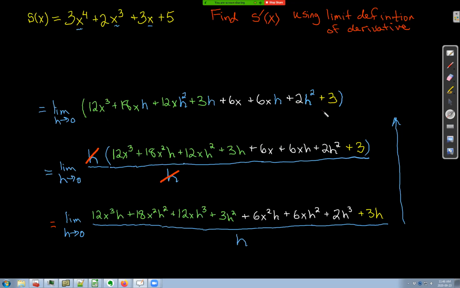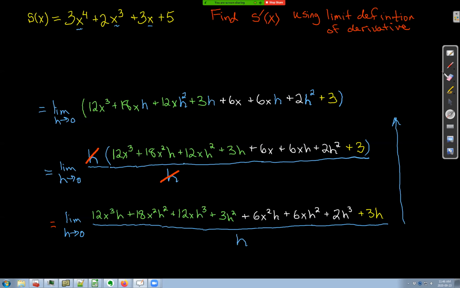And now what do we do with this? Well, at this point, it's safe to plug in h equal to 0. Because notice back here, it wouldn't have been safe to set h equal to 0, since you'd get a 0 in the numerator and a 0 in the denominator. And whenever you get 0 over 0, that means you need to do algebra to simplify the problem. But let's see what happens if I set h equal to 0 in this.